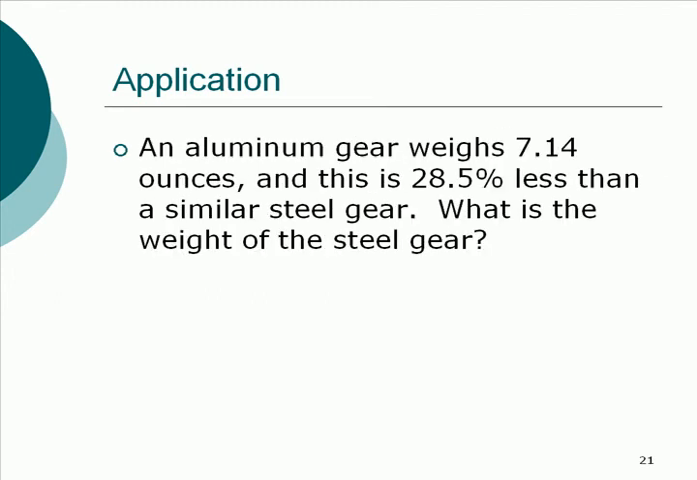Okay, last one. You thought that was the last one, didn't you? This is the last one. Aluminum gear weighs 7.14 ounces, and that's 28.5% less than a comparable steel gear. So what's the weight of the steel one?